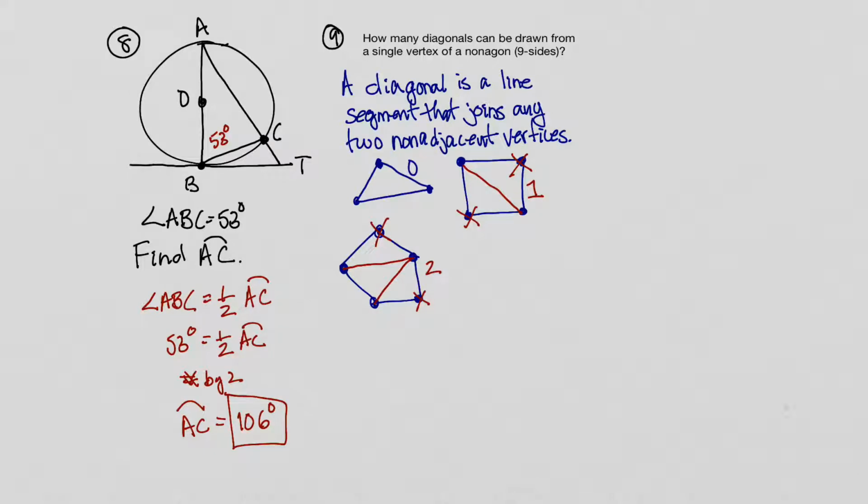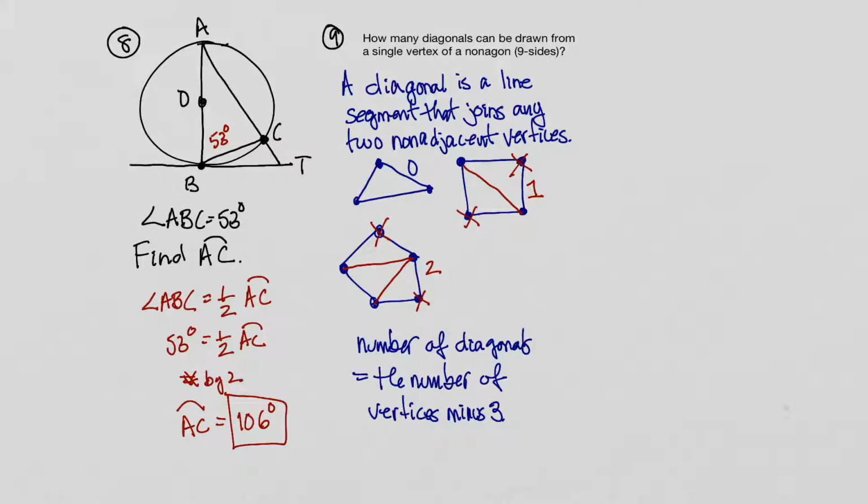And that should make sense because the vertex you're on takes one of them away, and then the 2 adjacent ones take 2 more. So there's three vertices that have to be subtracted out. So let's write what we just said here. The number of diagonals that you can draw from a given vertex is equal to the number of vertices minus 3. So if we have 9 vertices in a nonagon, minus 3, we're going to claim that there's 6 diagonals that we can draw.